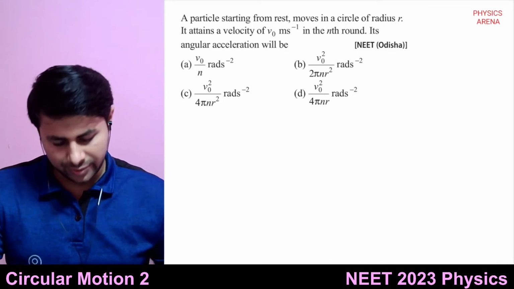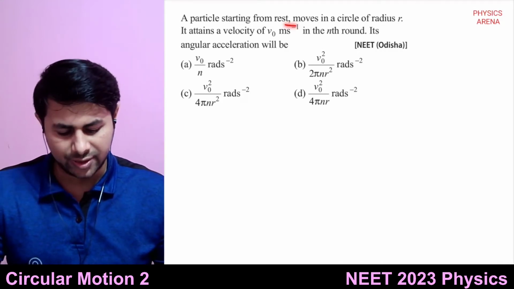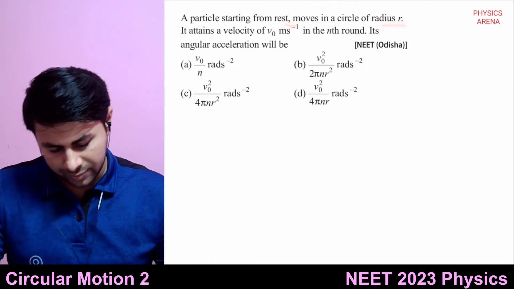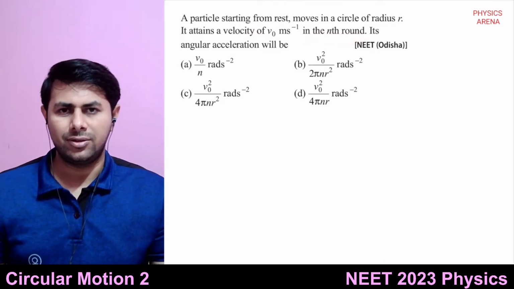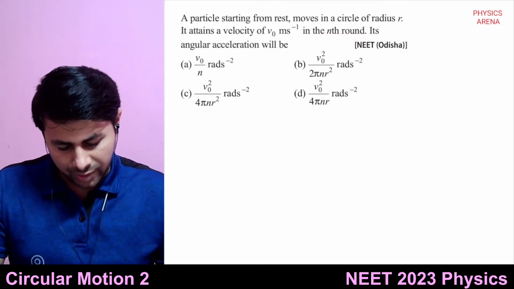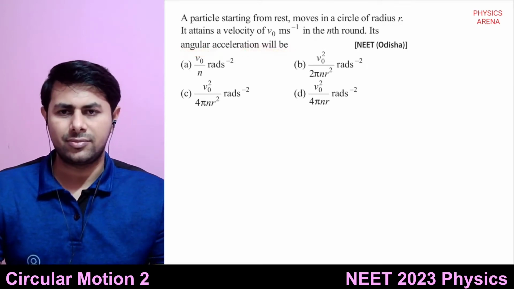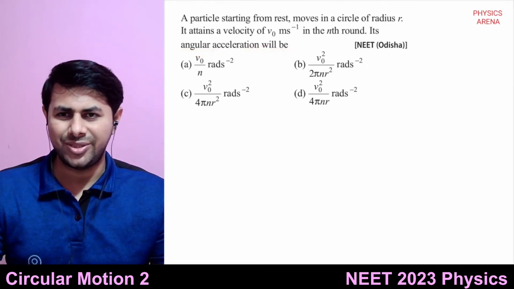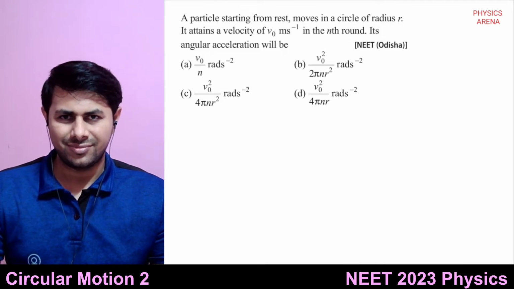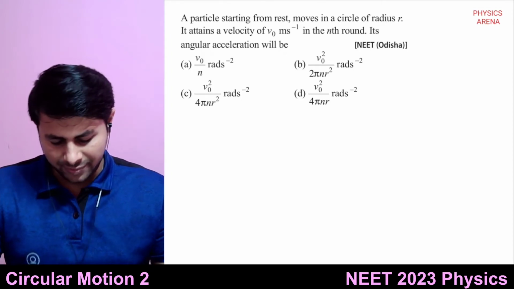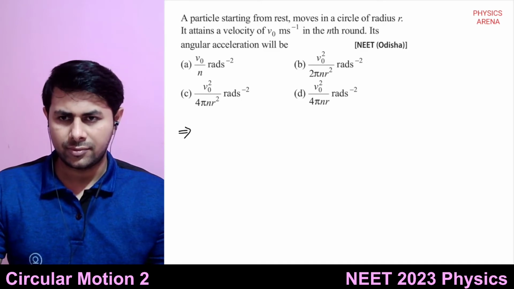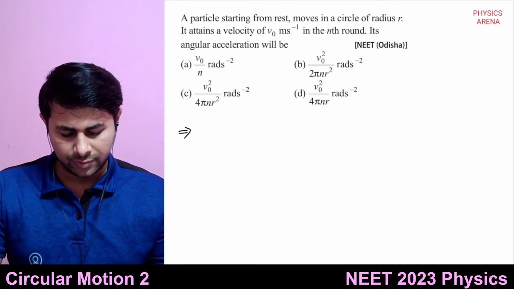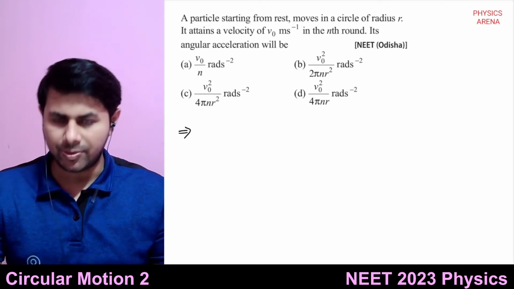Let's see the next one. A particle starting from rest moves in a circle of radius r. It attains a velocity v naught meters per second in the nth round. Its angular acceleration will be? So what do we have to use here? Kinematic equation, right? Which one? v square equals u square plus 2as. We can use that.